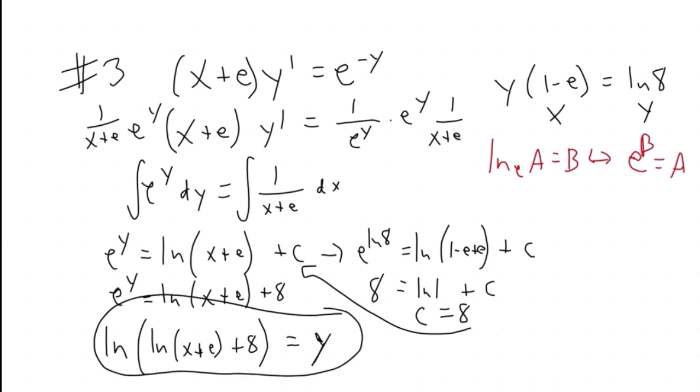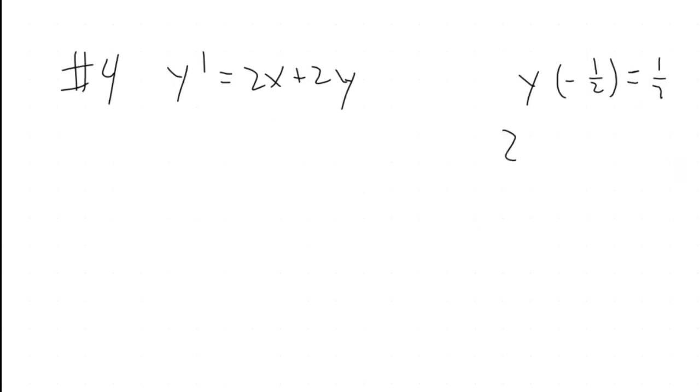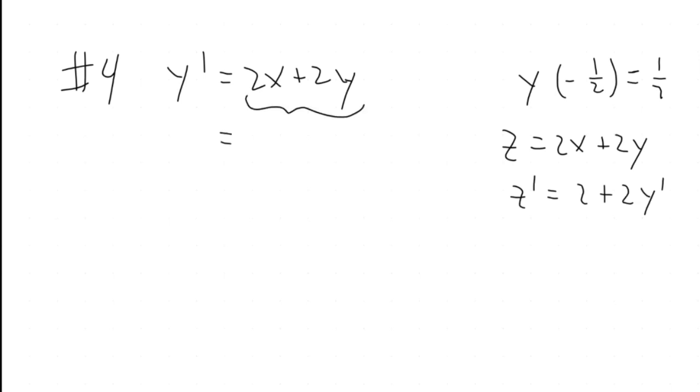Let's see. So how about z equals 2x plus 2y? So that z prime would be 2 plus 2y prime. Go back to the original problem. Here's the equal sign. The entire right-hand side, well, that's just the definition of z. How about on the left? What does y prime equal by itself? So you want to get this y prime alone. You want to isolate it. You want to isolate y prime.